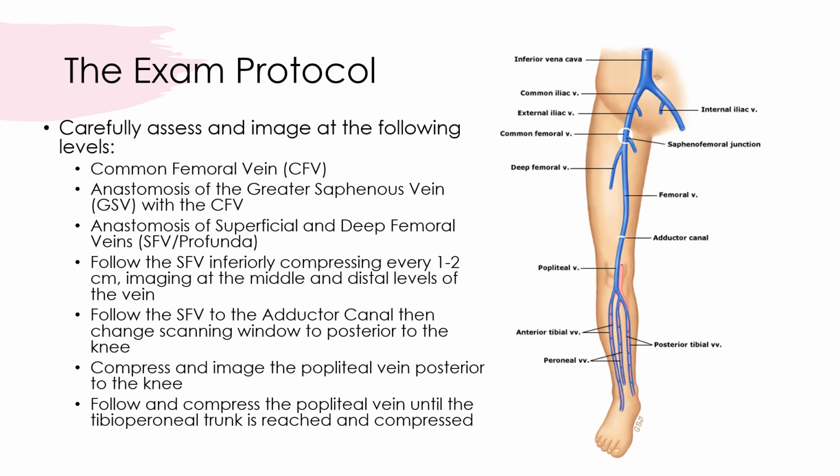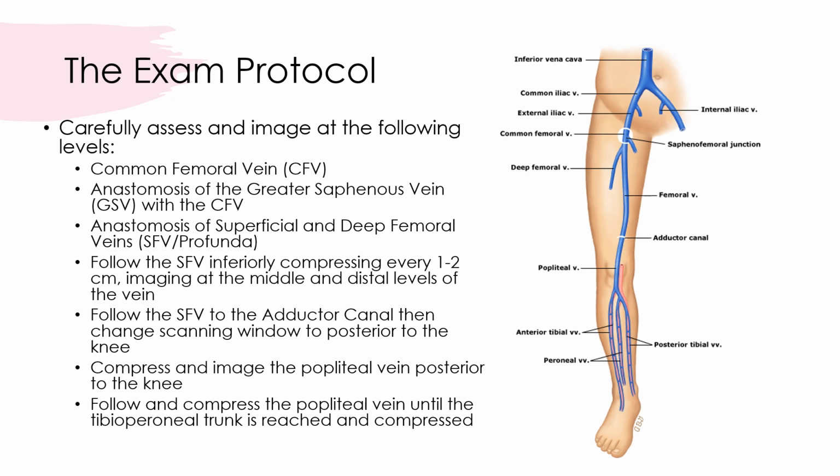Now, this is where you can take one of two options. Probably the most thorough option would be to continue to compress that superficial femoral vein all the way down to the popliteal every centimeter or 2. If you're looking for a very brief study, you can then jump just to the popliteal, and you would then image the popliteal just distal to the adductor canal.